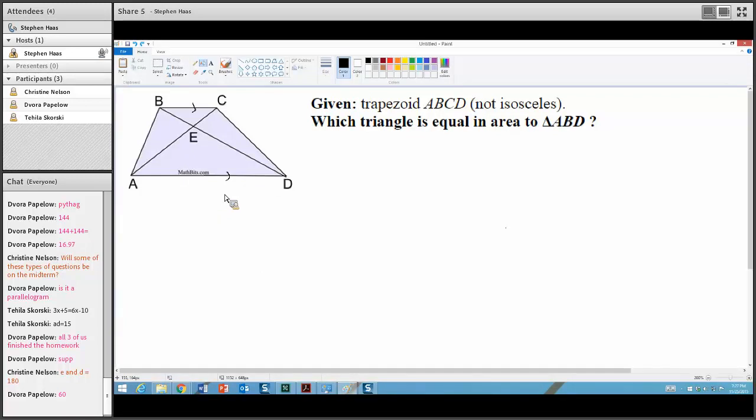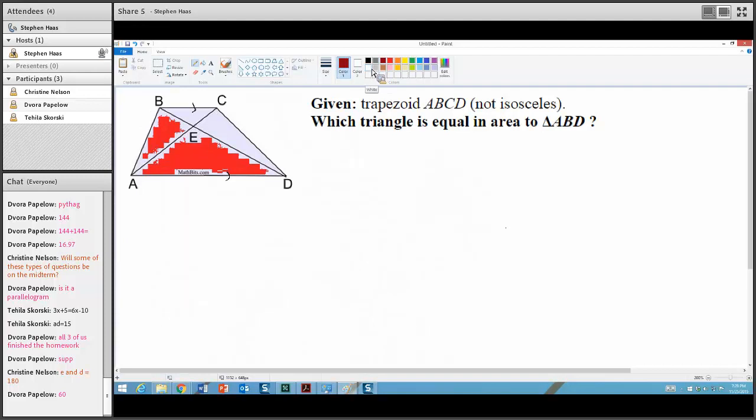Let me mark it. Let me try to fill it in a different color. Let me try to fill it in red. All right, that's good enough, hopefully. How do we figure out what triangle? This is not such an easy question. What other triangle is equal in area to ABD?